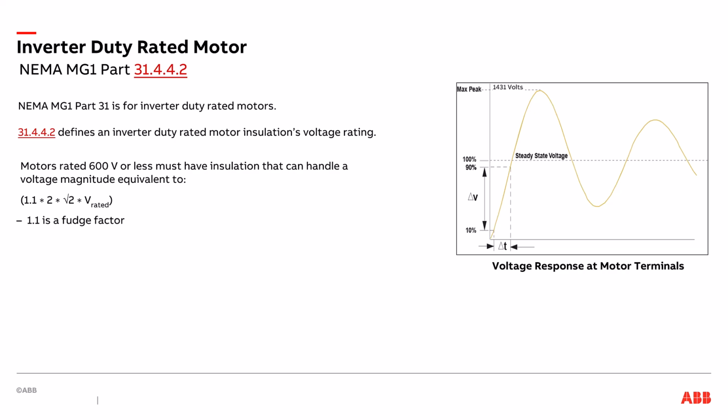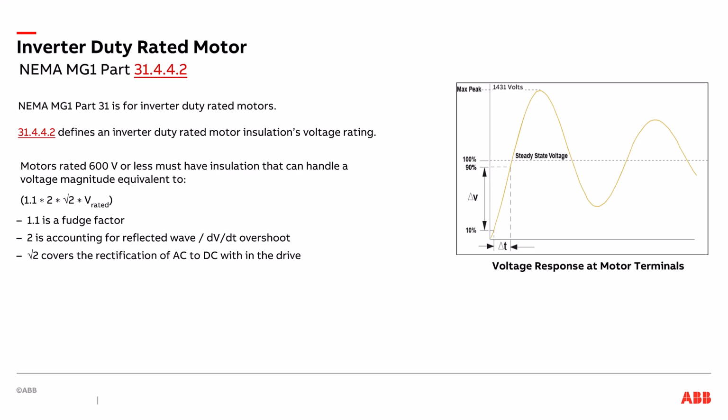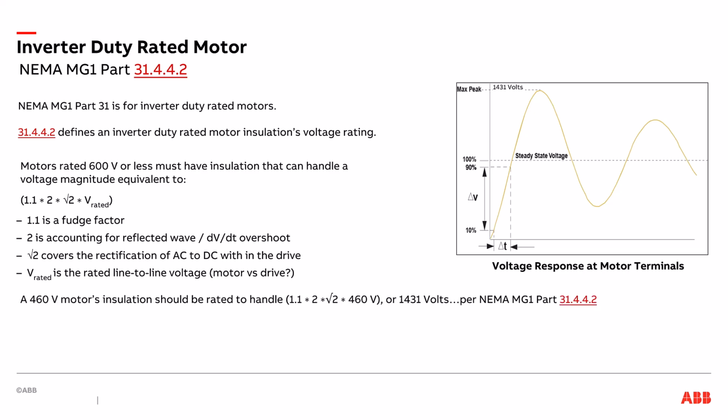That 1.1 is a fudge factor. The 2 accounts for the reflective wave and the dv/dt overshoot. Square root of 2 converts the rectification of AC to DC in the drive. And the last factor is the rated line-to-line voltage. If we look at a 460 volt motor, we would have an insulation rating that could handle 1431 volts.